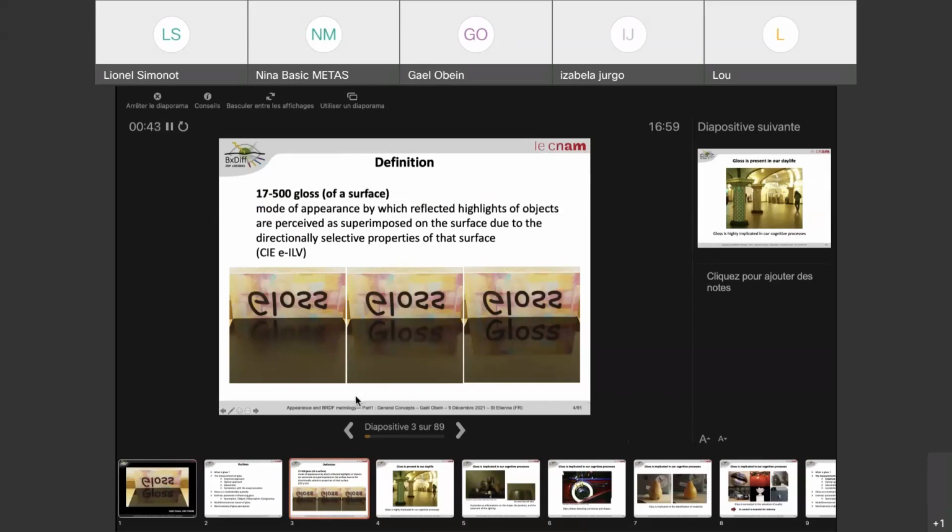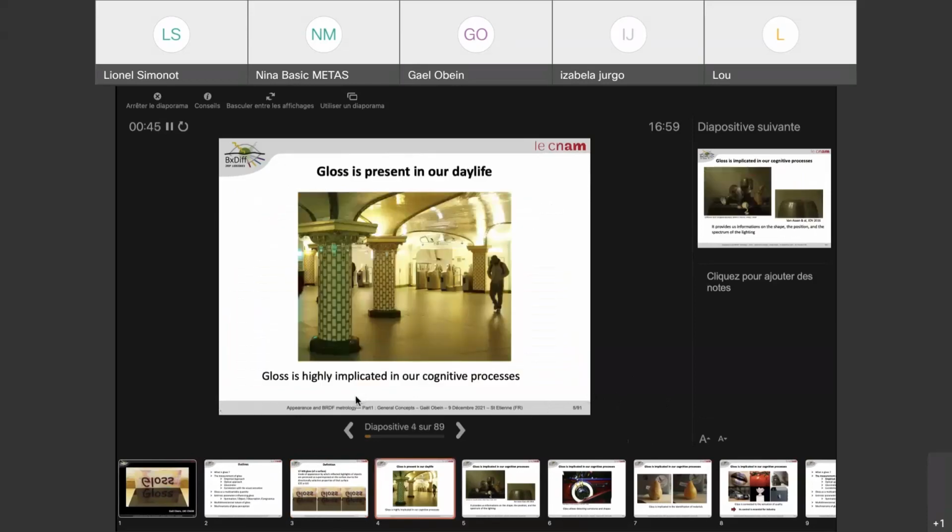And that's also a part that is important. Before we measure it, let's just take a few minutes to discuss what gloss is. So gloss is present in our daily life and is highly implicated in our cognitive process. Here, for instance, you are in a room, you don't see the light source, but you can find the light source thanks to the gloss that is organized around you.